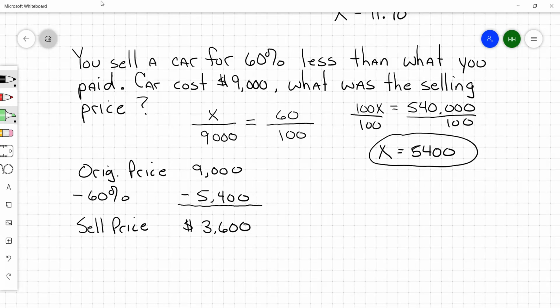Anybody in here drive? You got your own car? Did you buy it yourself or someone give it to you? You bought it? Congratulations. Good for you. Don't sell it for 60% less, right?